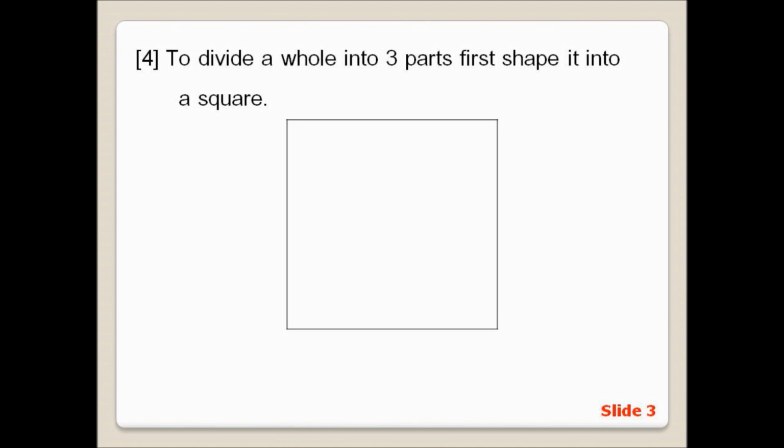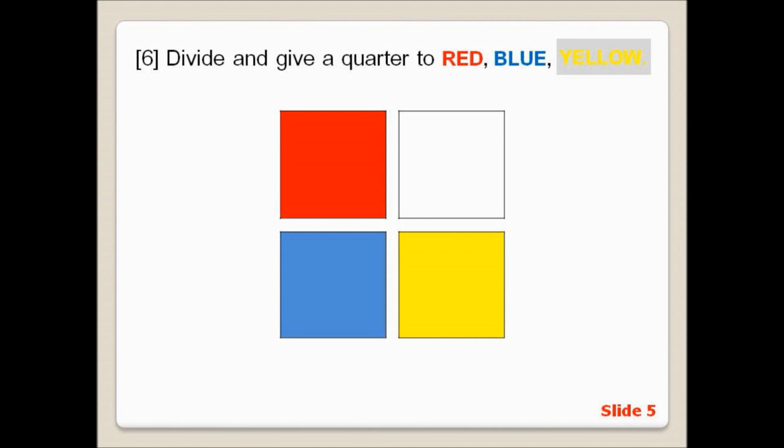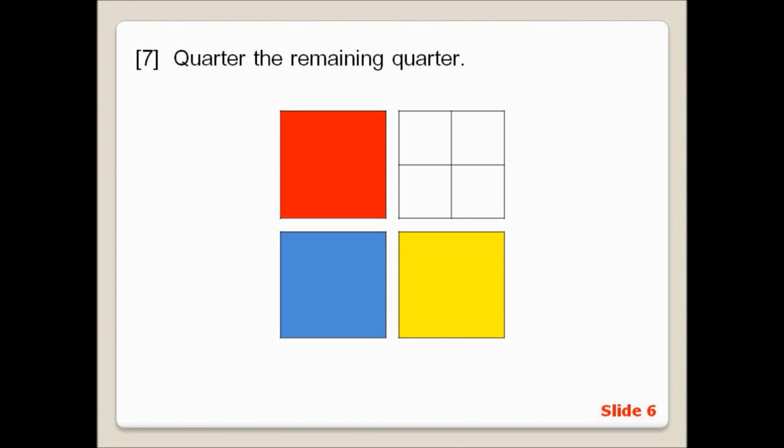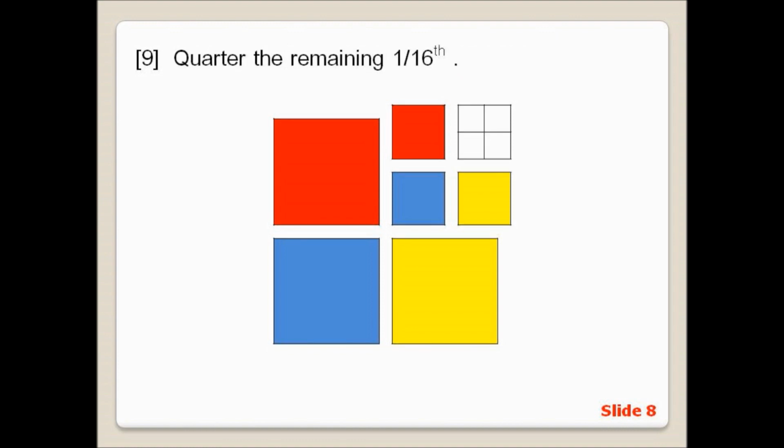To divide a whole into 3 parts, first shape it into a square. Then divide the square into 4 quarters. Divide and give a quarter to red, blue and yellow. Quarter the remaining quarter. Divide and give a 16th to red, blue and yellow.